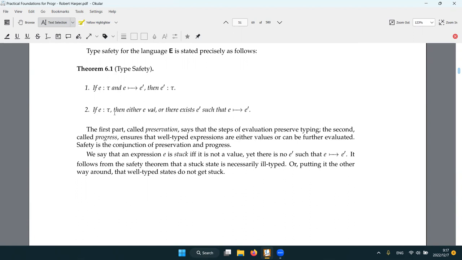And the second part is that if we have an expression that has a certain type, then this expression either is a value, where a value is like the final state of the transition, so it cannot do any further transition, or there exists a state E prime that we can transition to. That means we will never be in a state which is not a value and we can't do any transition. Can you understand this part? Yeah, and it's all good.